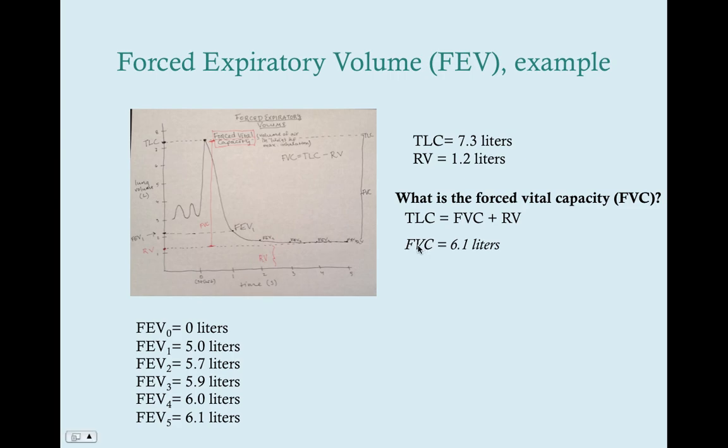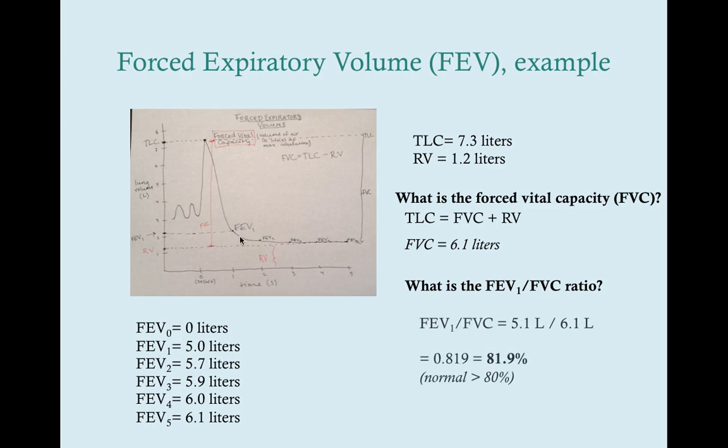Now we're having the patient breathe into this machine. The amount that they are breathing out in 1 second is about 5 liters. So now we want to know what the FEV1 over FVC ratio is. And since we know FVC is 6.1 liters, and they can breathe out 5 liters in 1 second, then we know that their FEV1 over FVC ratio is 81.9%, so this is normal, and this would be in a normal person.